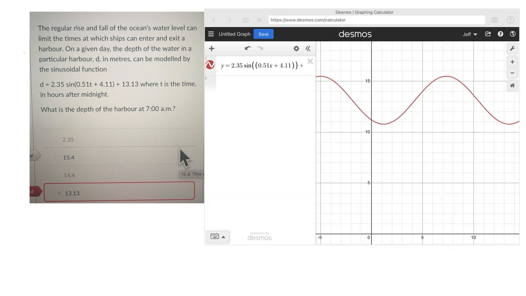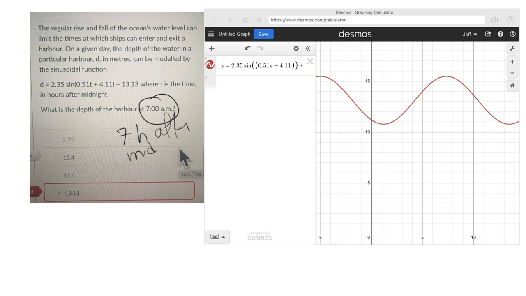And then they ask, what is the depth of the harbor at 7 o'clock? So what is my zero time? On a given day, modeled by that function, oh, in hours after midnight. So 7 a.m. would be 7 hours after midnight.